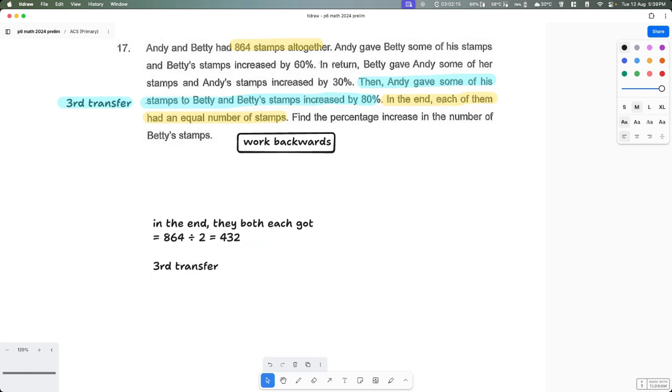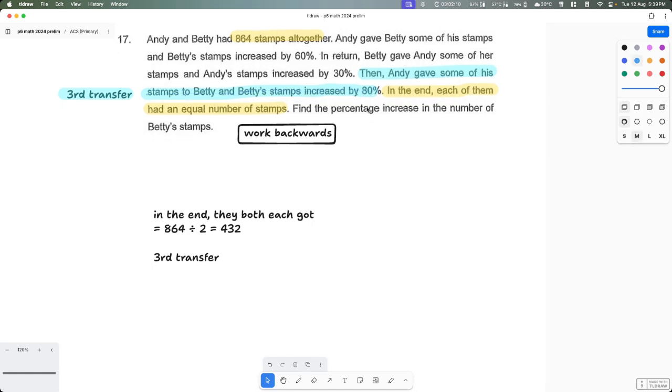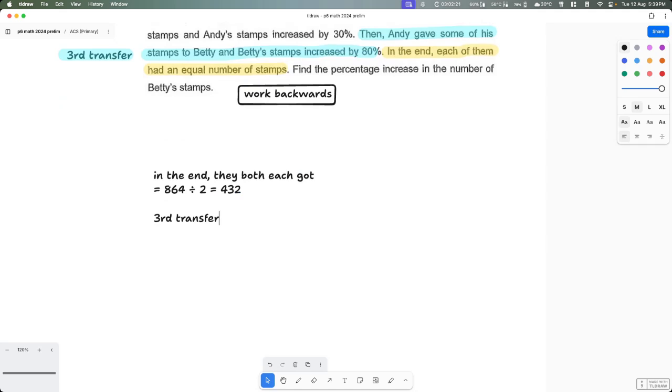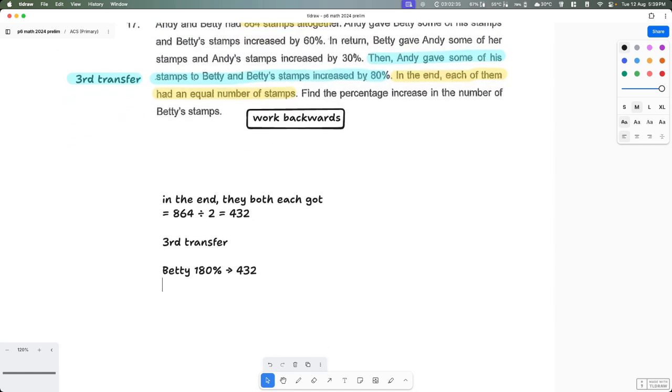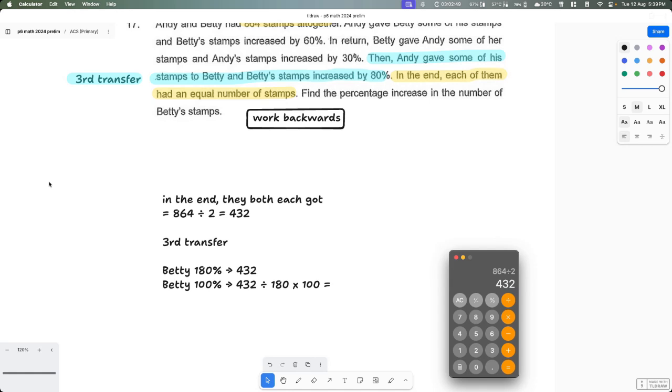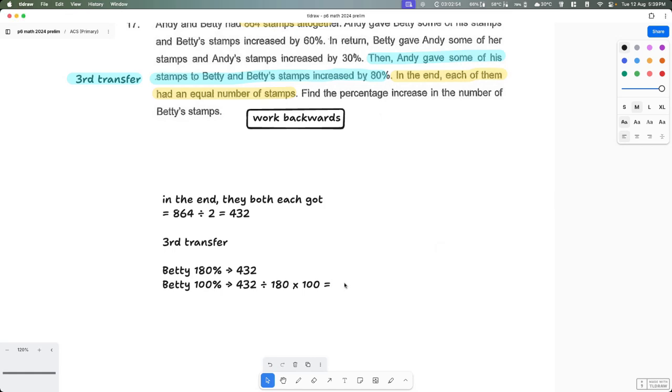So over here, we know that Betty's stamps increased by 80%. So in this case, Betty is 180% and 100%. Which also means that it is also 432 stamps as well. So when we go to Betty 100%, that means this will become 432, and then we divide by 180 and then times 100. So we use our calculator over here: divided by 180 and then multiply by 100. This will give us 240.